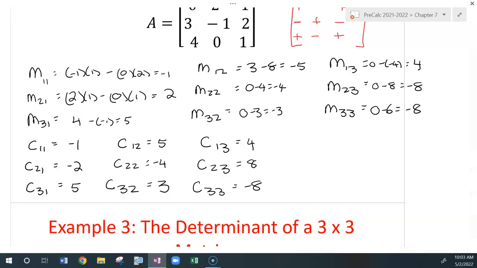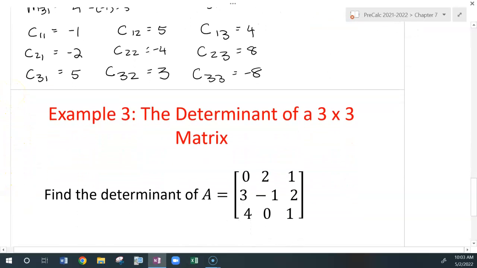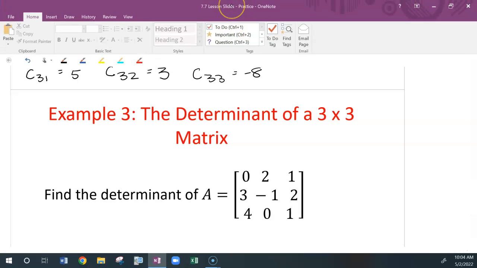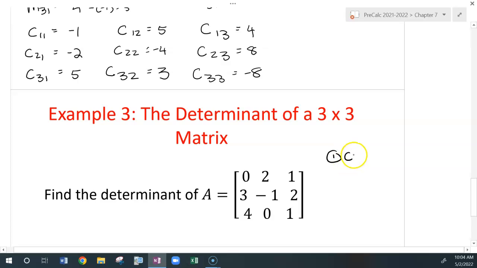Now here's where this comes in handy. Our next example here, we have a matrix. We're going to find the determinant of this 3 by 3 matrix. And what you do is you choose either a row or a column, and you do the cofactors for that row or that column. So step 1 is going to be choose row or column. You only need one of them.